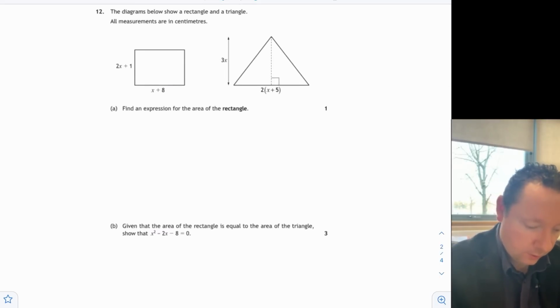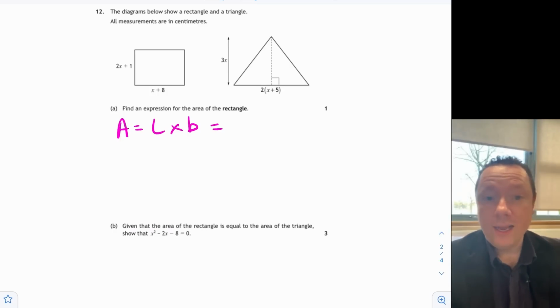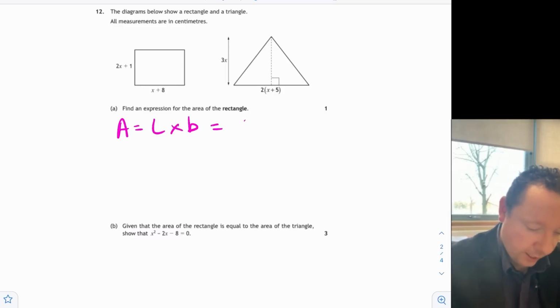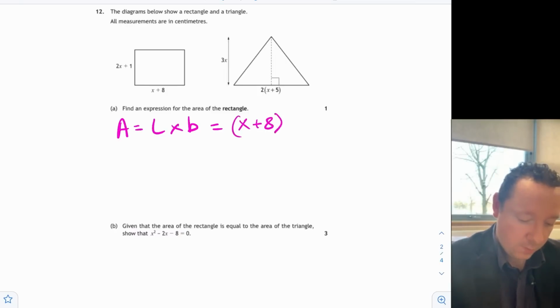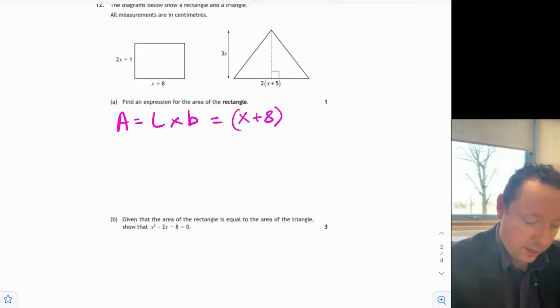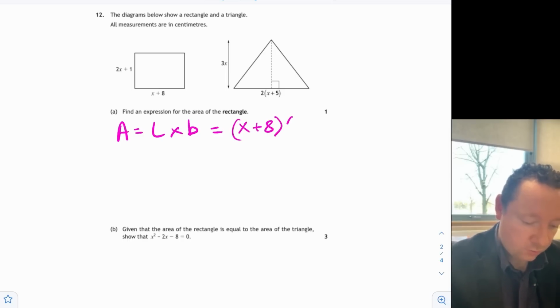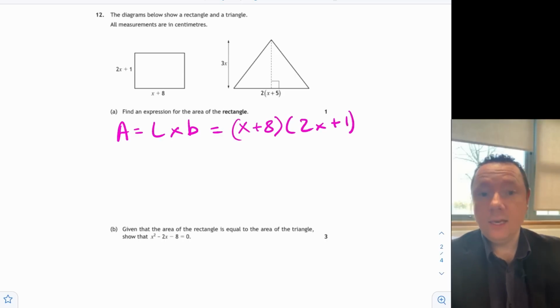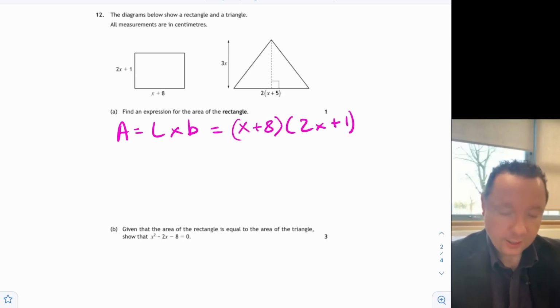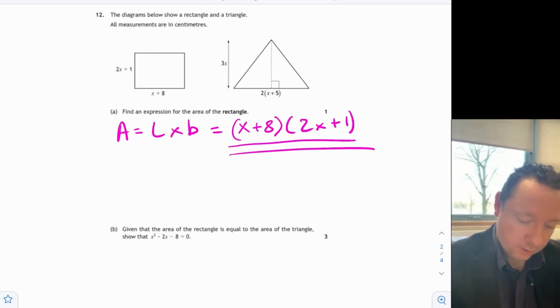Okay, part A, find an expression for the area of the rectangle. Don't be scared by this. You all know the area of a rectangle is length times breadth. So just write down what the length of the rectangle is. If it was a number, you would write down 4, 5, 6. But in this case, it's x plus 8. So I'll just write down x plus 8. Now, since this is going to be times by something else, I'll put that in brackets. And I need to times by the breadth, or the height, which is 2x plus 1. So there is an expression for the area of my rectangle for 1 mark.